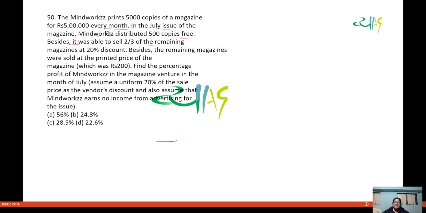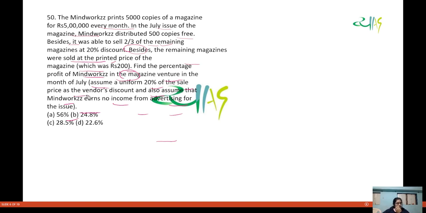Okay, so what this is saying, that 500 copies were given for free. Beside it, it was able to sell two-thirds of the remaining magazines at 20% discount. Besides, the remaining magazines were sold at the printed price of the magazine, which is 200. Find the percentage profit of Mindworks in the magazine venture in the month of July. Assume a uniform 20% of the sale price as the vendor discount, and also assume that Mindwork earns no income from advertising for the issue.